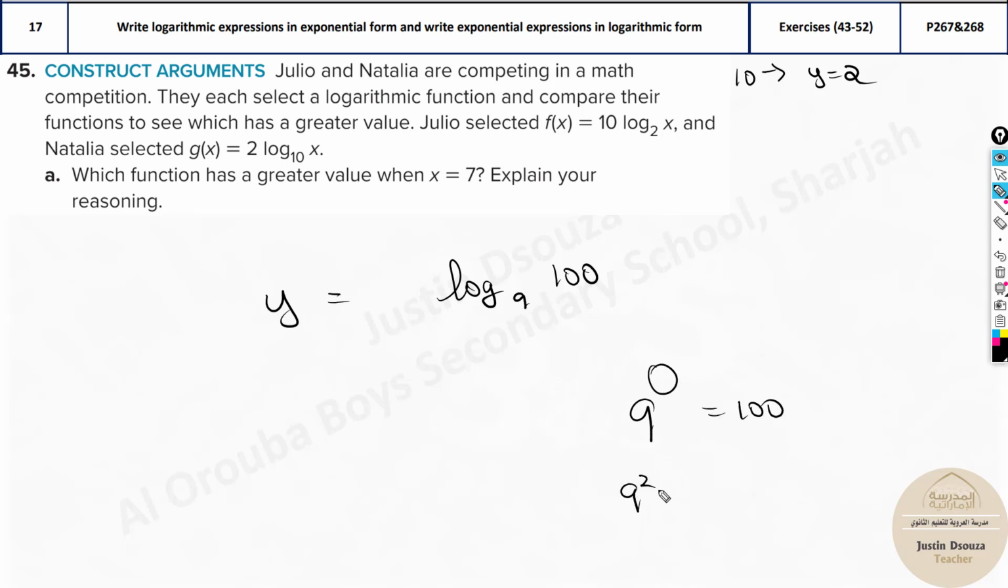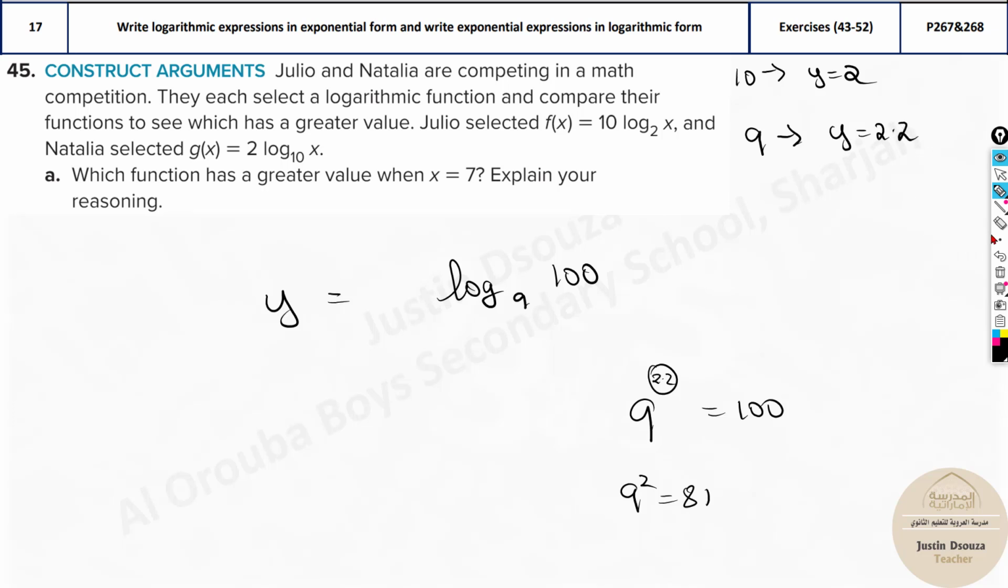I know 9 to the power 2 is 81, so it must be more than 2, right? It might be 2.2. I have no clue whatsoever. This might be way wrong, but it's more than 2. That's what I know. So if the base is 9, y is about 2.2.